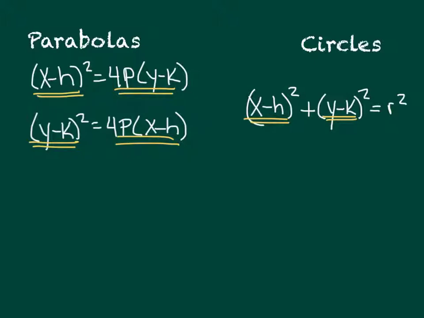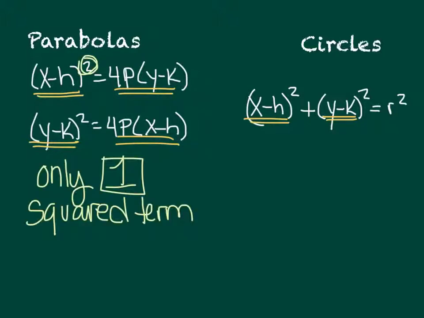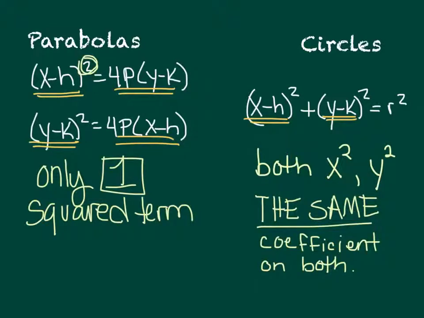And the key is if it's a parabola, it's going to have only one squared term. Right? See, only one little square here. Whereas if it's a circle, we're going to have an x and a y both squared, and they're both going to have the same exact coefficient on them. So if you had like 2x squared and 3y squared, it wouldn't be a circle. It would be something else, an ellipse actually, that we're going to learn about later. So just remember they have to be exactly the same for it to be a circle.